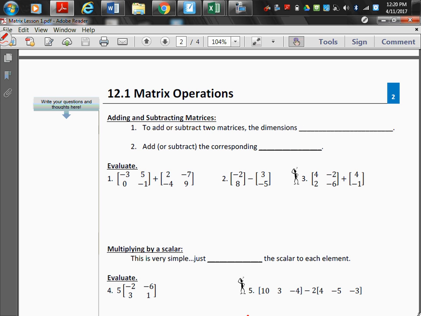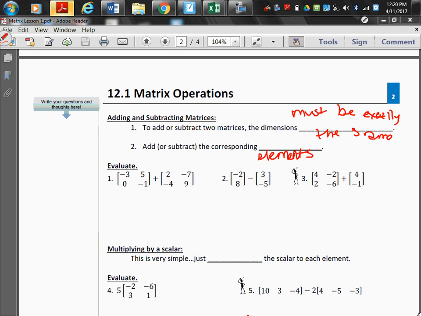So to add or subtract, your dimensions must be exactly the same. Alright. And then you add or subtract corresponding elements. Add or subtract the corresponding elements.